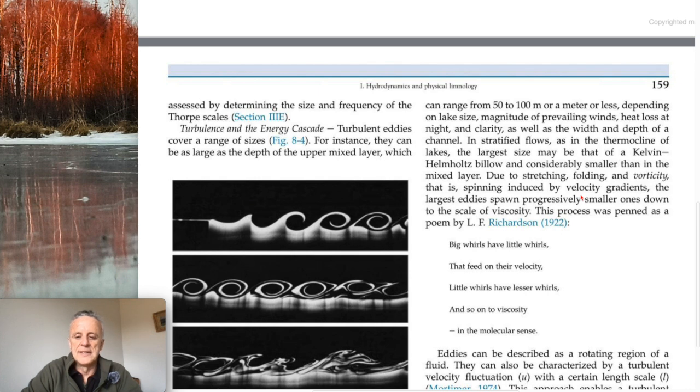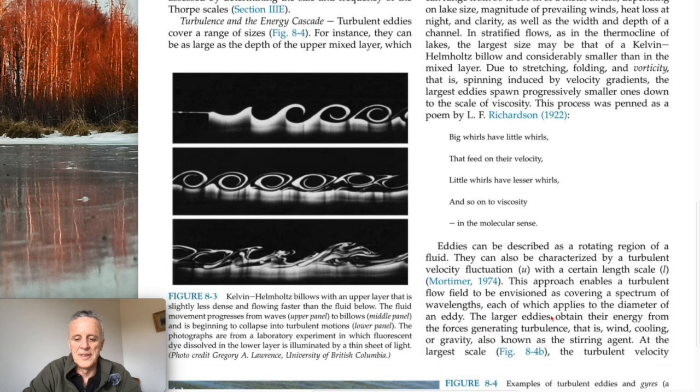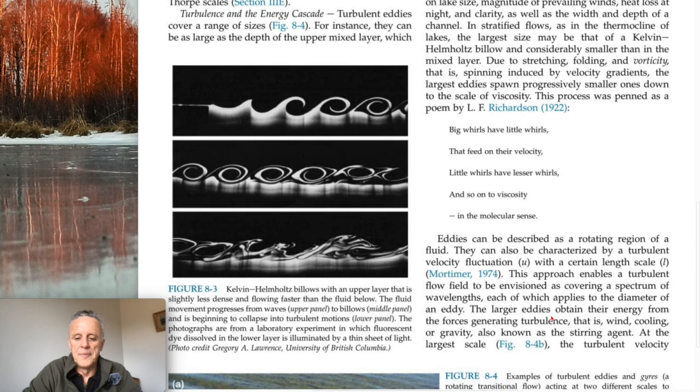The largest eddies spawn progressively smaller ones down to the scale of viscosity. This process was penned as a poem by L.F. Richardson: Big whirls have little whirls that feed on their velocity. Little whirls have lesser whirls, and so on to viscosity in the molecular sense. Eddies can be described as a rotating region of a fluid. They can also be characterized by turbulent velocity fluctuation, U, with a certain length scale, L.